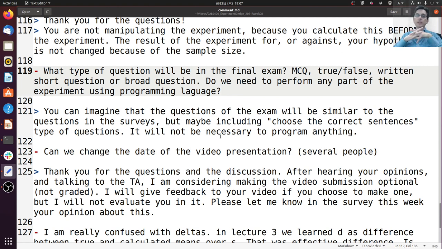Of course, in the short test, I ask all the questions as text. Maybe in the exam, I might include some true-false questions, or like choose all the options that are true. So it will be a little bit of a mix, like short text answers and short true-false answers. It will not be necessary to program anything in the exam. So imagine that the exam will be in the style of the short surveys. Of course, the contents might be a little bit different. I might cover other parts. And of course, I will not ask in the exam about things that I did not teach in the classes or I did not ask in the surveys, okay?